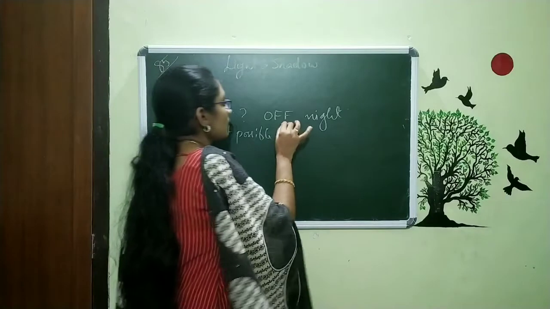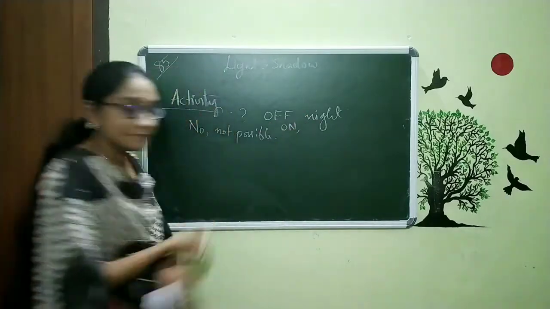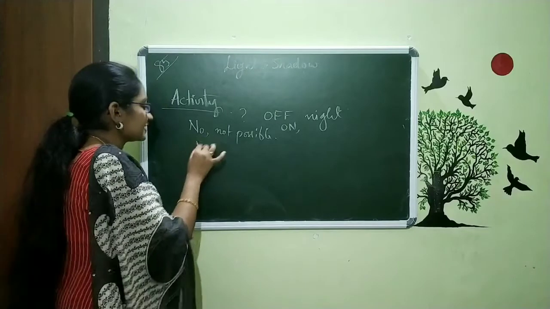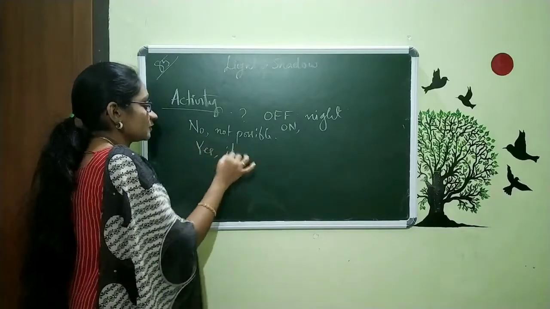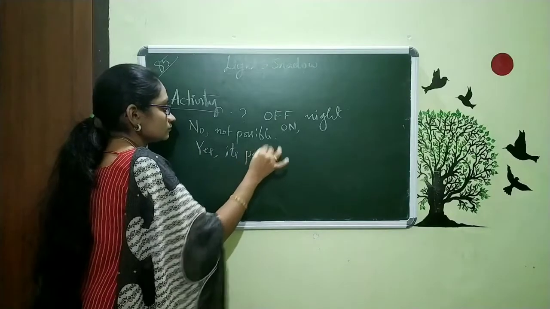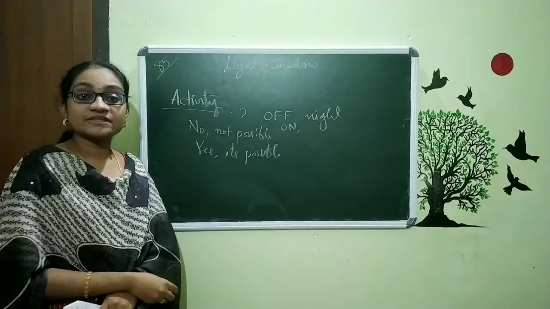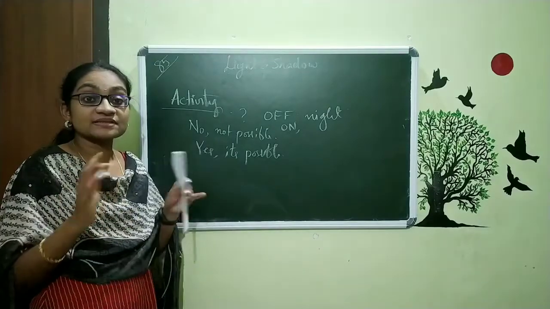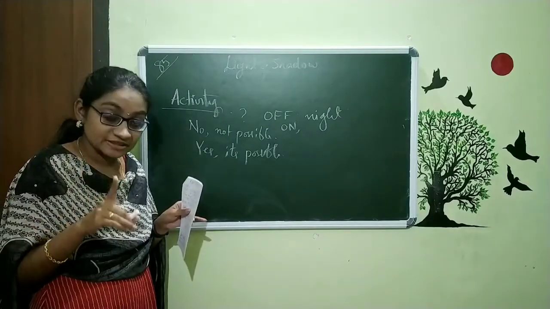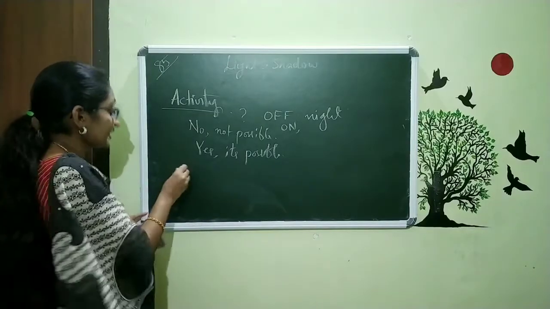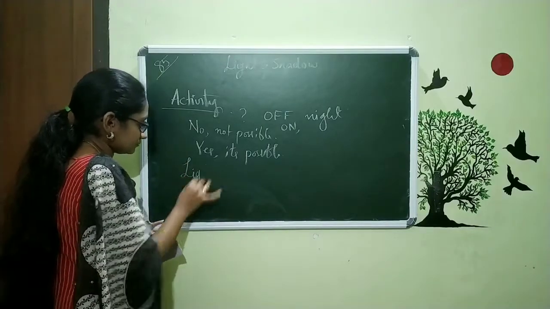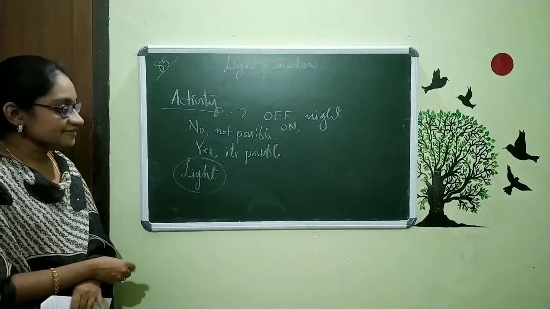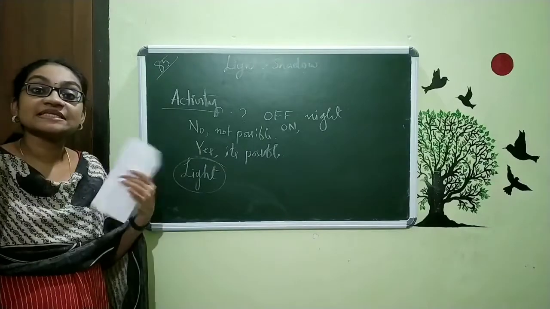And when I turn on the light, what happens? Is it possible to see the things? Yes, you can see the things. Now the question is, who is helping you to see the things? The helping thing is nothing but the light. So, we can say this light helps us to see things.